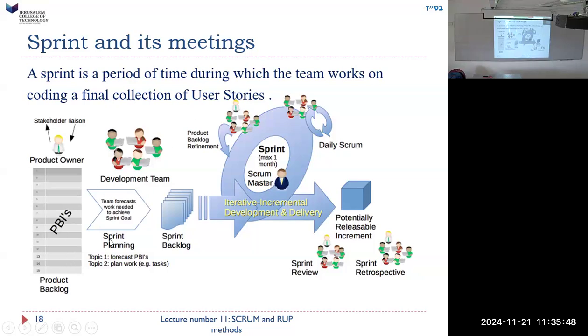So here we have our PBI. Sprint planning. The team forecasts work needed to achieve the sprint goal based on those story topics. Then forecast PBIs, plan work. And in our sprint meeting, we might actually do that whole poker planning thing. At some point, but before we even start a sprint, we have to do a poker planning.